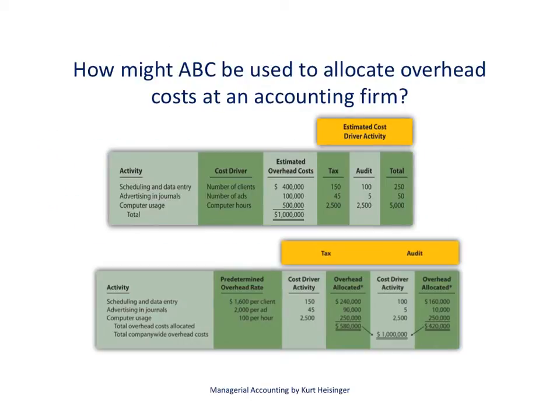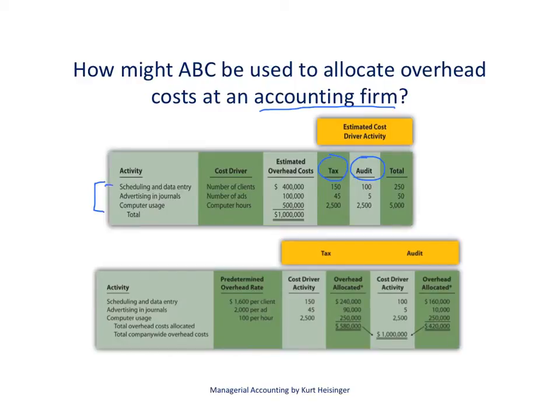Let's go through an example of how activity-based costing might work for an accounting firm. And that's what you see here with these two charts. Let's assume that we have an accounting firm that has 2 different products that we offer to our customers, and they're listed here. We have a tax product, that is, we do taxes for our customers, and an audit product where we perform audits for our customers.